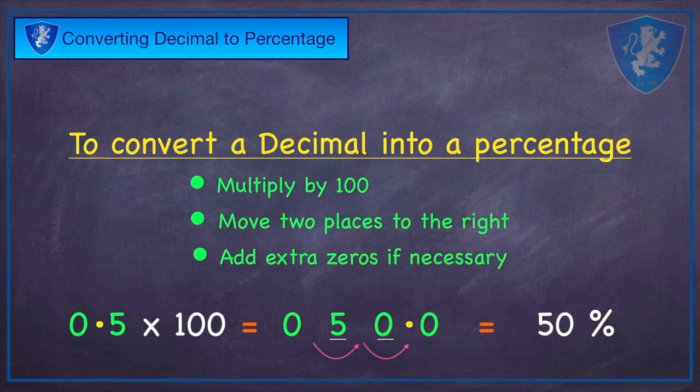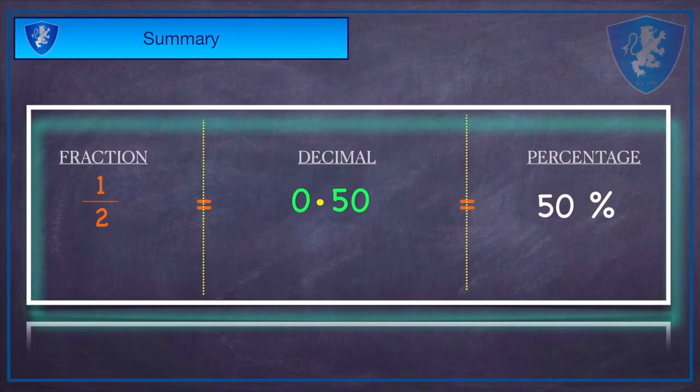So what we do is multiply by 100, move 2 places to the right, and add any extra zeros if you need them. And we've done this before, this is how we multiply by 100. As the point was here, we moved 1 and 2 places to the right, so the point goes and sits there, and the answer is 50%. Let's look at a second example. So this is what it is: fraction, a half, decimal 0.5, I put a 0 there, and percentage 50%. And that was the first example with answers 0.5 and 50%.